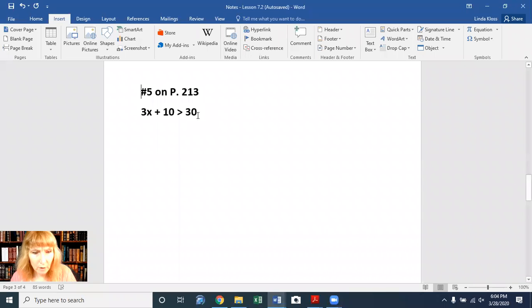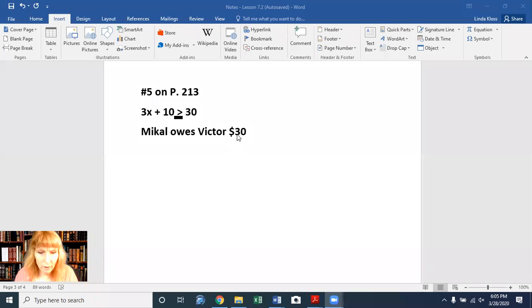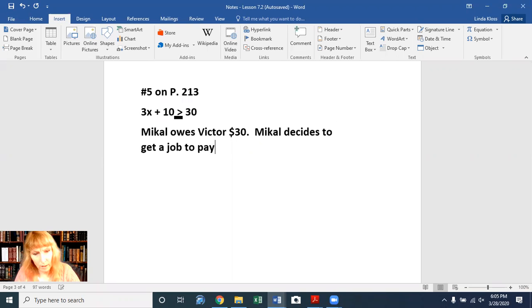So I'm going to use Michael for this. Hope you don't mind, Michael. So we're going to say that Michael owes Victor, oops, use Victor too. Michael owes Victor $30. Now I'm going to have to add a little line under this because the situation I'm using is going to include or equals to. So Michael owes Victor $30. He, or Michael, decides to get a job to pay Victor back.